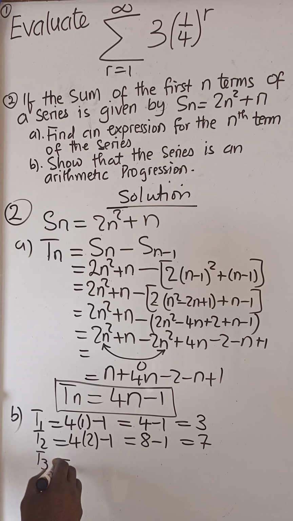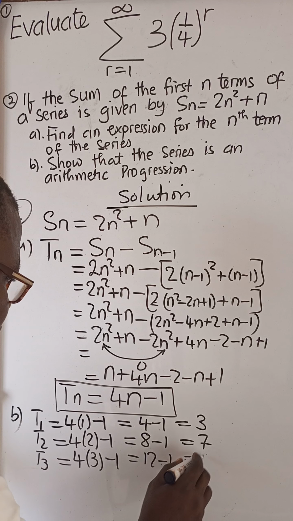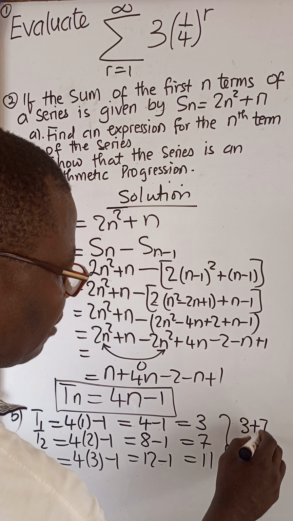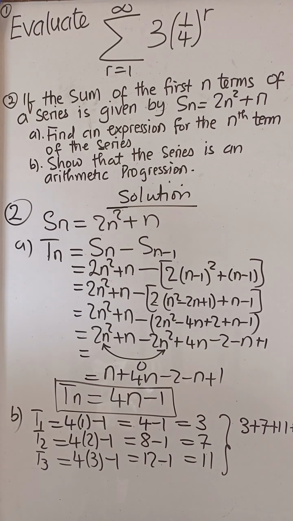Our third term is when n is 3. And so we have 12 minus 1, which is 11. So from here, our series can be written as 3 plus 7 plus 11, and so on. This is our series. We have the first three terms.